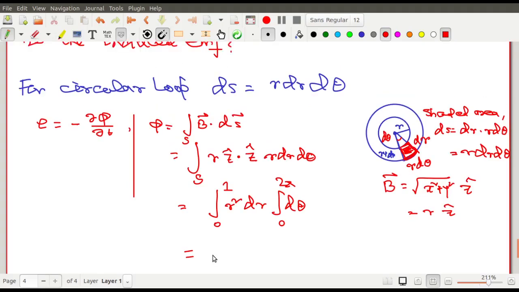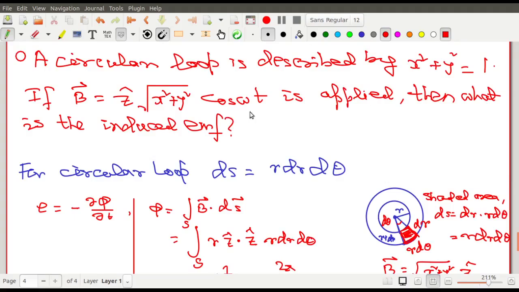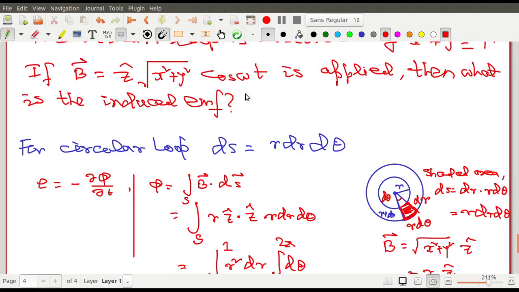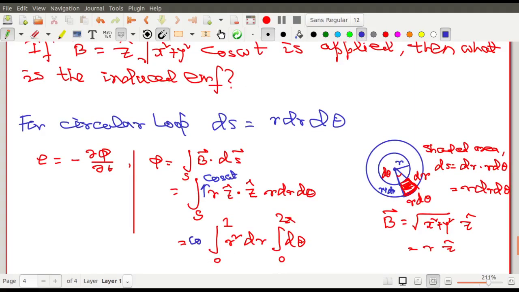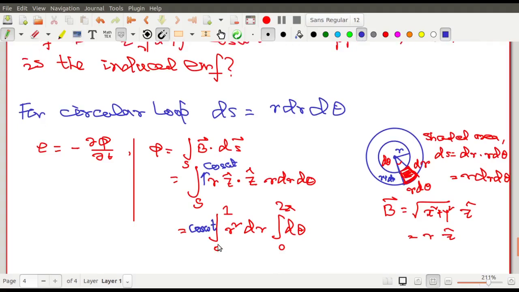Oh, one thing I missed. Oh, this cos omega t. I forgot the cos omega t. Please put this cos omega t over here. Here you can put it outside the integral because it is time independent.